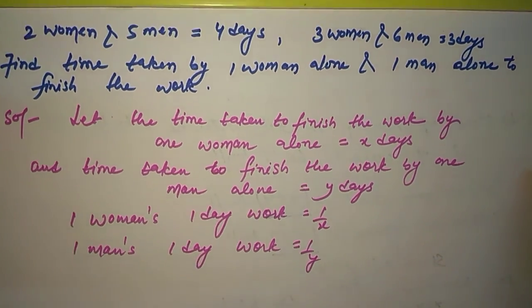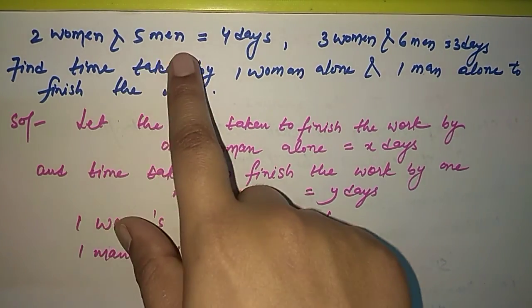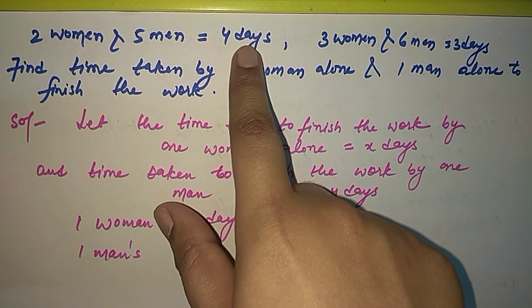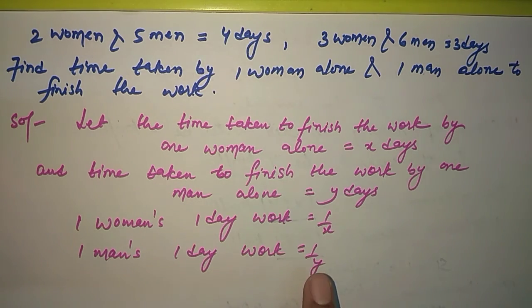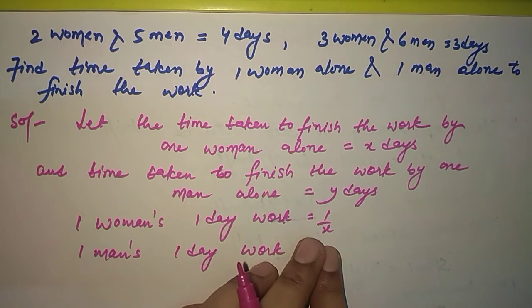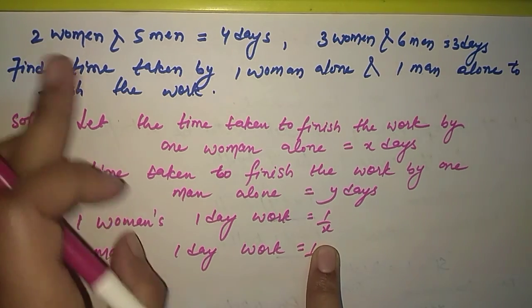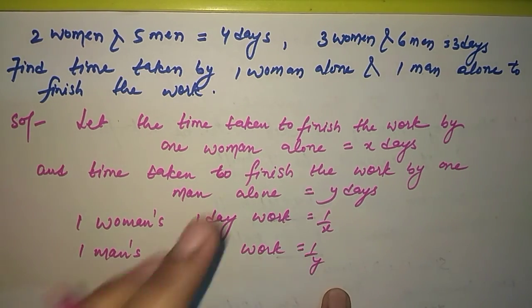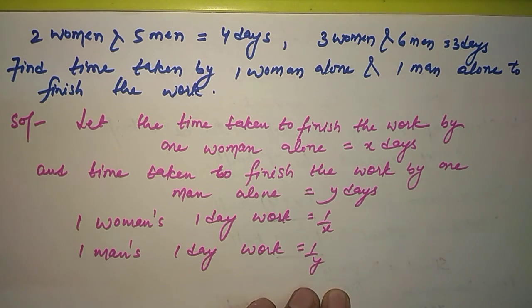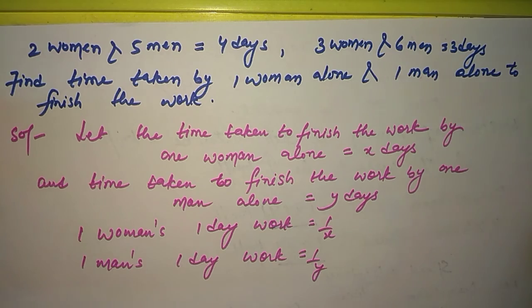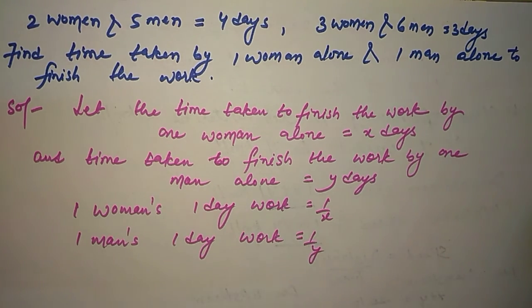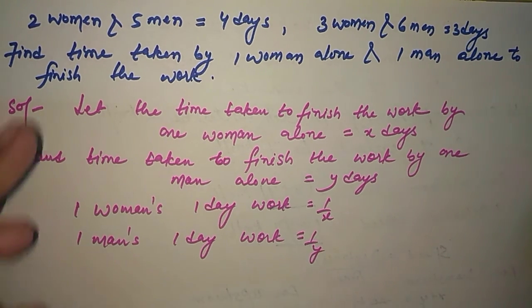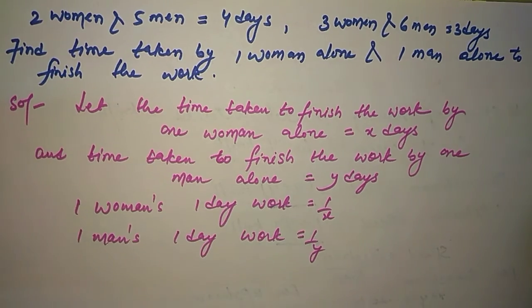So what we are given is 2 women and 5 men together can finish in 4 days. We know the work done by one woman alone, that is 1 by X. Now for 2 women it is 2 by X. And for 5 men it is 5 by Y. This is the total work done by 2 women and 5 men. So it takes 4 days.